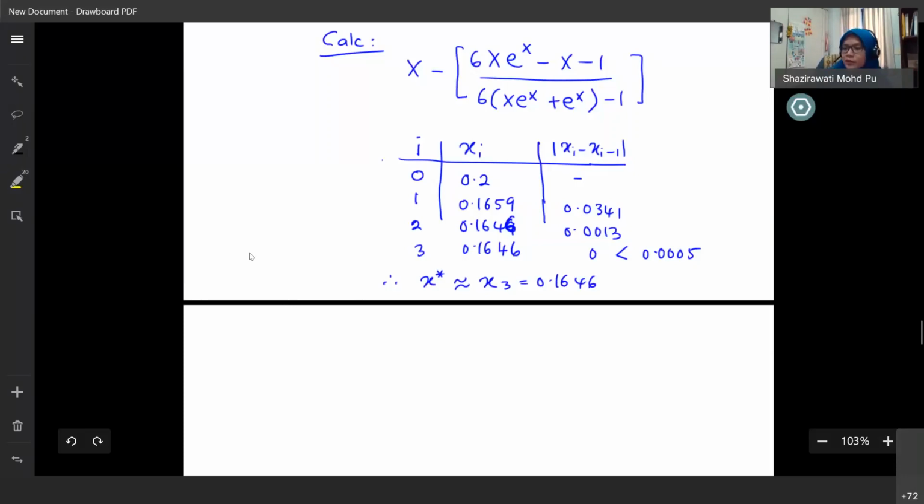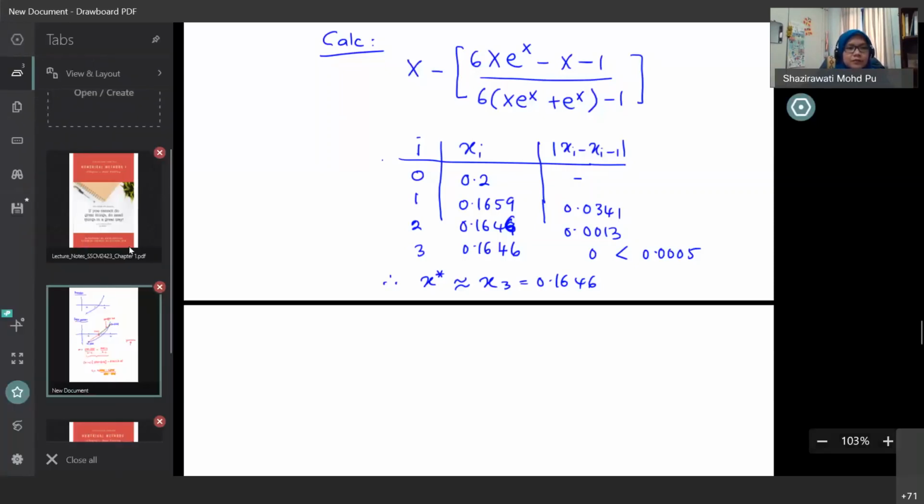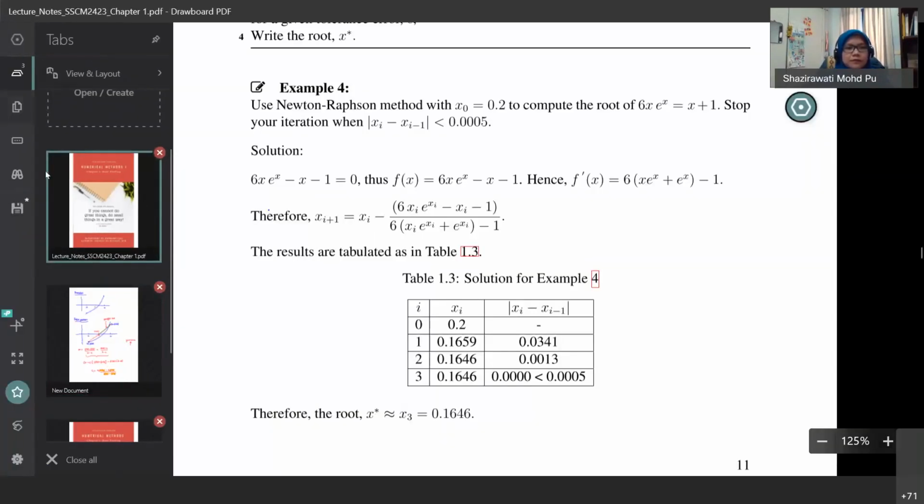So that is the Newton-Raphson method. Way easier compared to the bisection. You see, in the bisection, you need to compute f(a), f(c), c, and then check for the absolute value, and so on and so forth. So it is easier for the Newton-Raphson method. Any questions on Newton-Raphson?